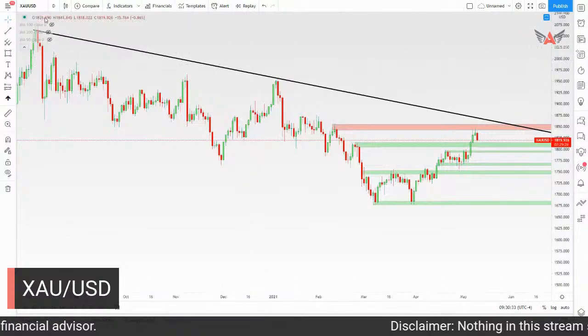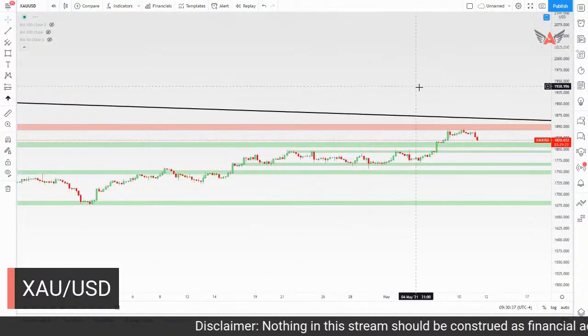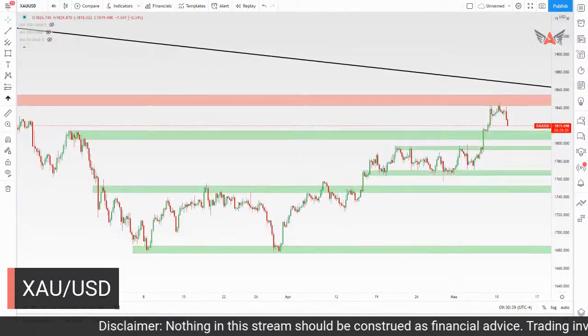I'm not a big fan of shorting gold either. If anything, I'm trading the currency pairs that I like the best.